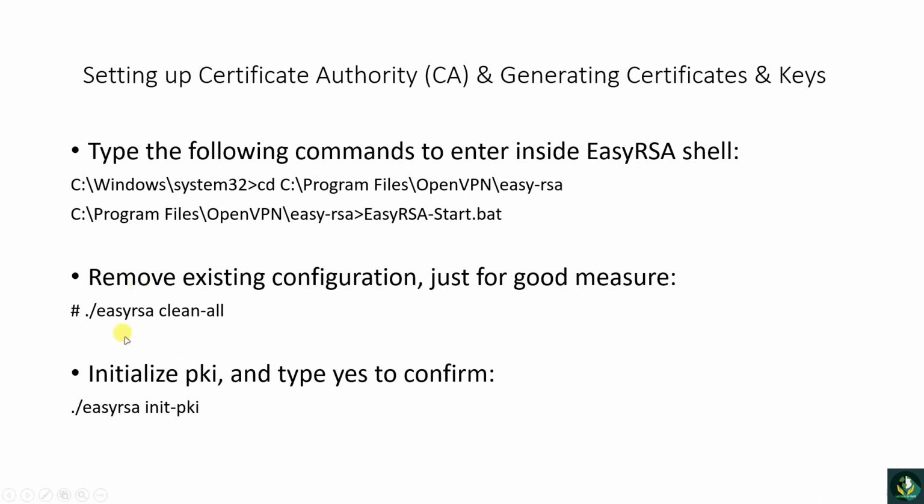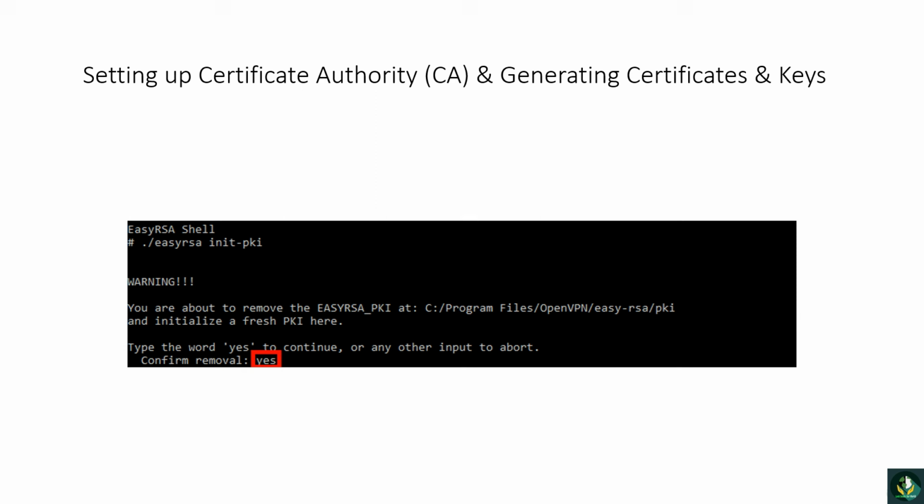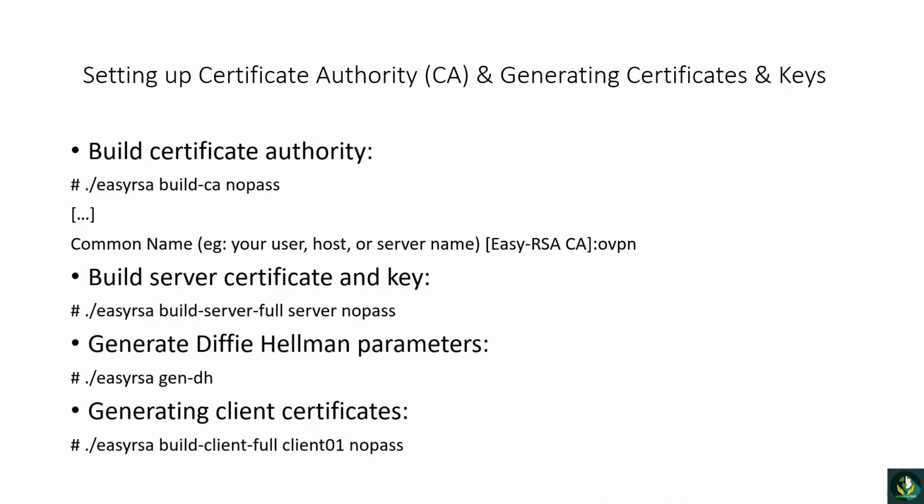So simply type this inside your command prompt on Windows, and then we need to initialize the PKI, and the command prompt will ask you to confirm. As you can see, after typing the previous two commands, it will look like this, and then type yes. After that, we need to build a certificate authority inside the terminal. So we simply need to type this command.